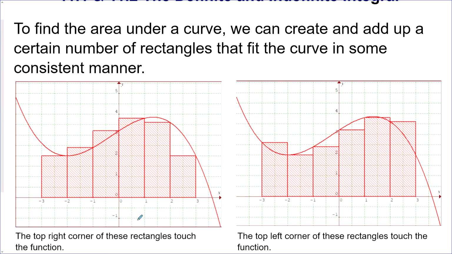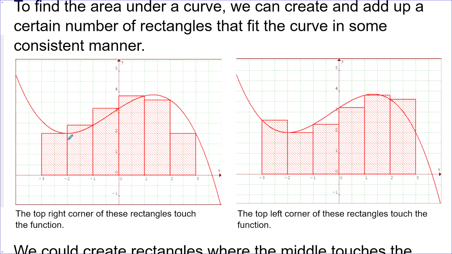So in the first example here, I've got the top right corner matching up with the function. And I made 6 of them in between -3 and 3. In this one here, I matched up the top left corner. And you can see that some of these bars will overestimate the area and some will underestimate the area.